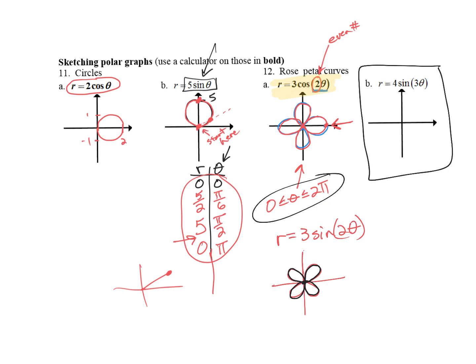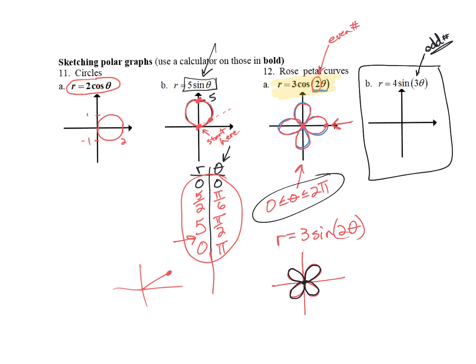R equals 4 sine of 3 theta. Now this one is an odd number. How many petals do you get when you draw this one? What'd you get? 3 petals. So when it's an odd number in there with the theta, then whatever that number is, that's how many petals you're going to get.